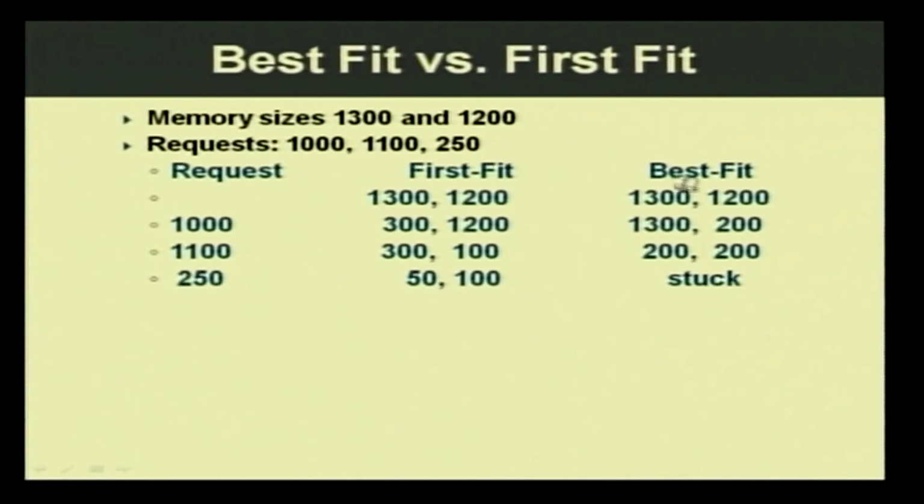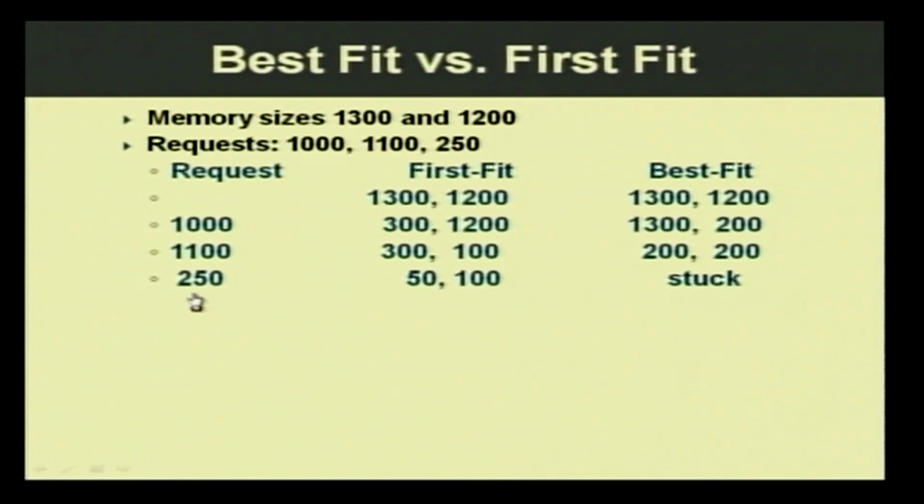The same allocation can happen in the best fit algorithm. Assuming 1300 and 1200 memory space, the request 1000 is going to be allocated to the best fit, that is, the smallest hole possible. Therefore, it is allocated to this 1200 and the remaining hole is 200. The 1100 request can then be allocated only to the other hole, because this hole is very small and has too little space to accommodate the 1100 request. Therefore, it is allocated to this particular hole. The remaining space is 200.